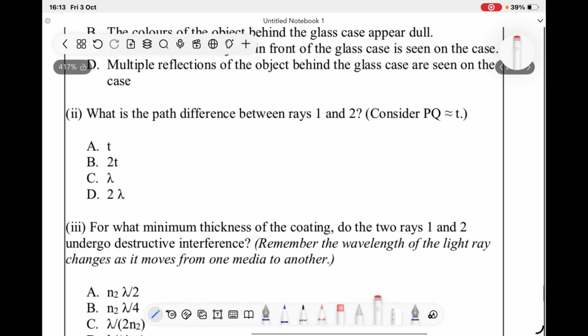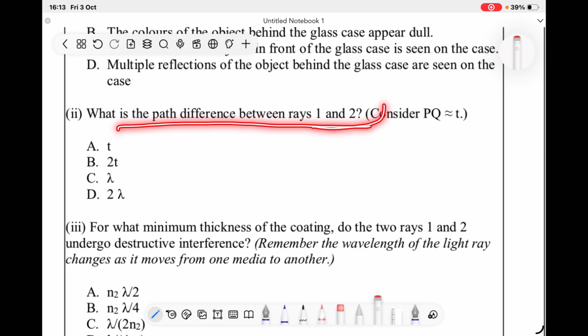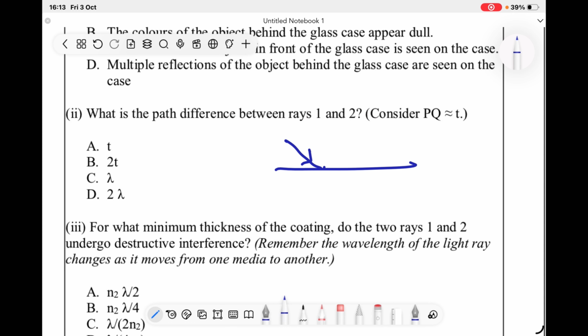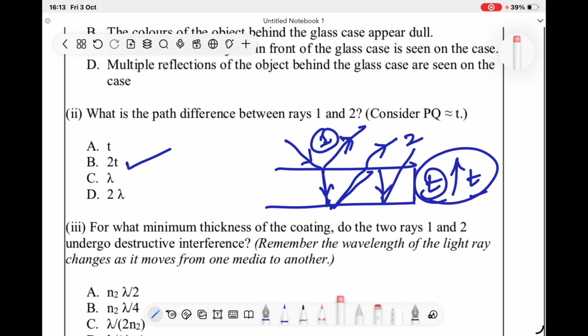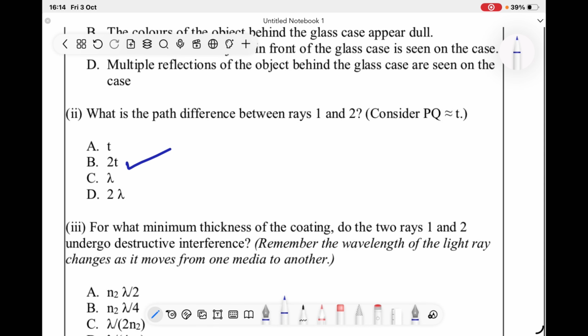Now let us see the next part. What is the path difference between ray 1 and ray 2? Ray 1 was the one which was reflected from the top. This was ray 1, and ray 2 was coming from here, following laws of refraction. Ray 2 traveled and then came back. When it travels T, and then when it comes back, it travels T once more. So basically it is 2T. T in going, and T in coming back. So 2T is the path difference. You can go for option 2T.